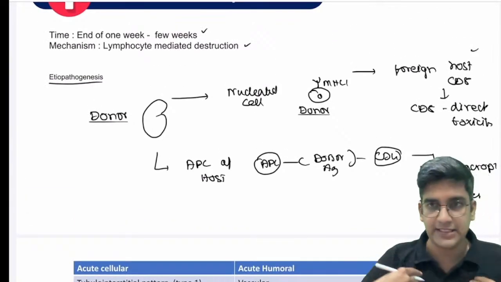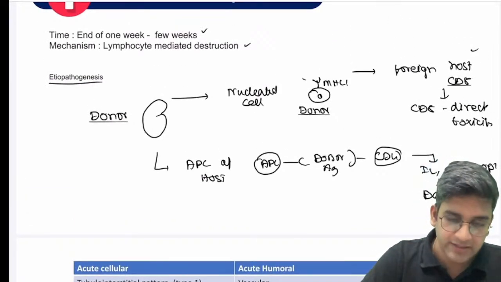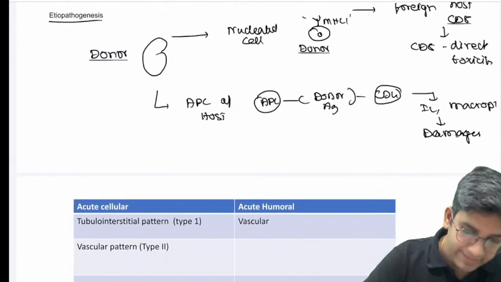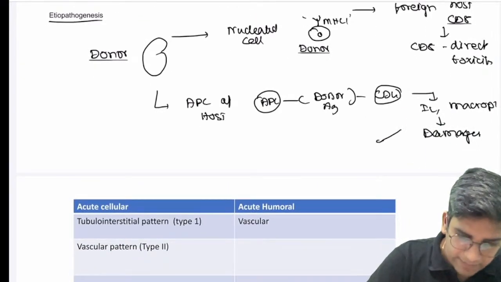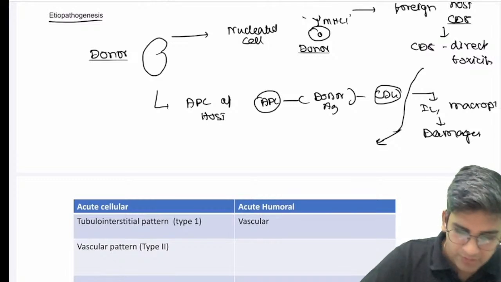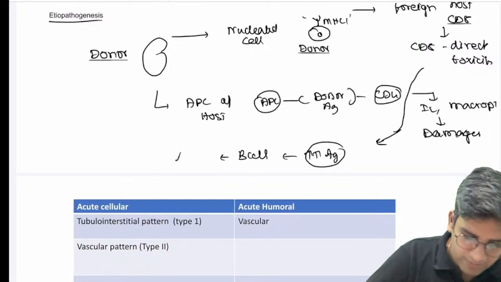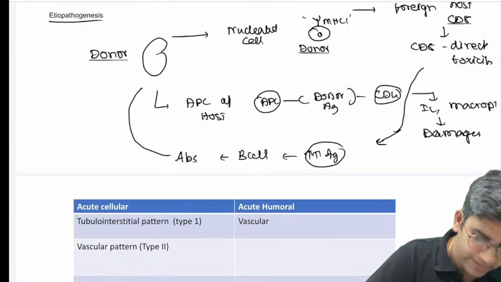Host CD8 is my CD8. My CD8 will consider this donor MHC1 foreign and destroy them. And by the way, when this damage happens, there's definitely a possibility there'll be more antigens in circulation. This will trigger B cells to produce antibodies to them, and that also will kill the donor, right?